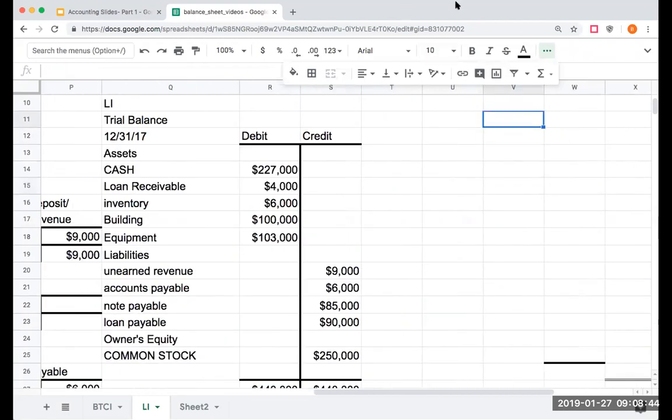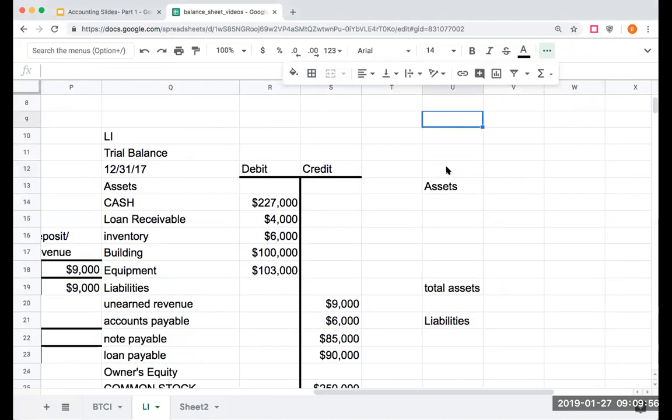So right over here, I'm just going to pause. Okay. So here is my skeleton. And when we're doing a balance sheet, when we do the heading, we're going to say Larry Inc. Or you can say LI. I'll call this LI.